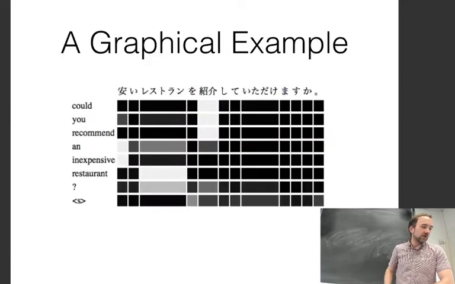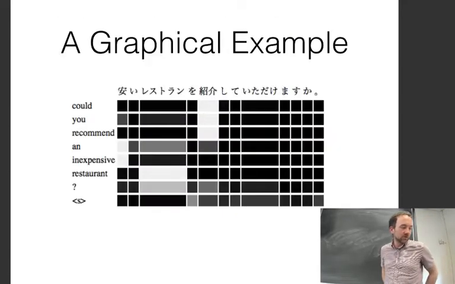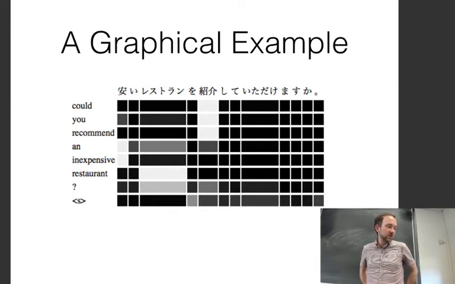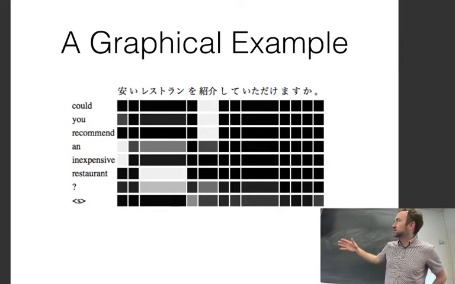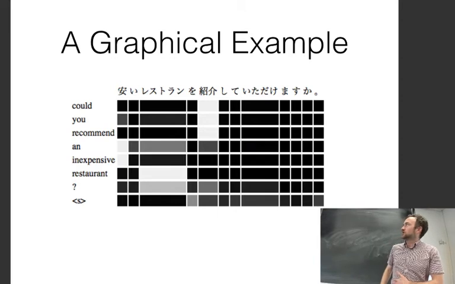And here is a graphical example. This is an example of translating Japanese into English. So you have a weighting over the Japanese, and every time you translate a word into English, you get something that basically adds to 1, where white is the brighter one. And for "could you recommend," it's focusing on the Japanese word for recommend. In "inexpensive," it's focusing on the Japanese word for inexpensive, and then "restaurant," it's focusing on the word for restaurant.